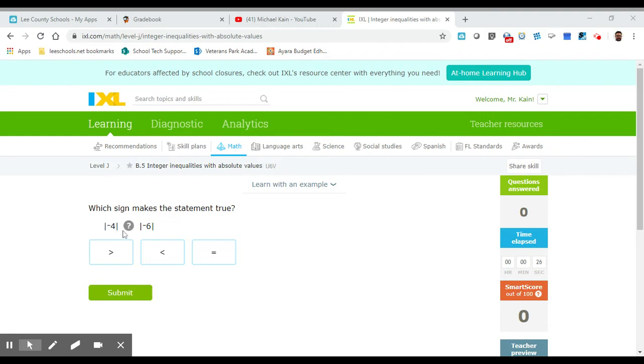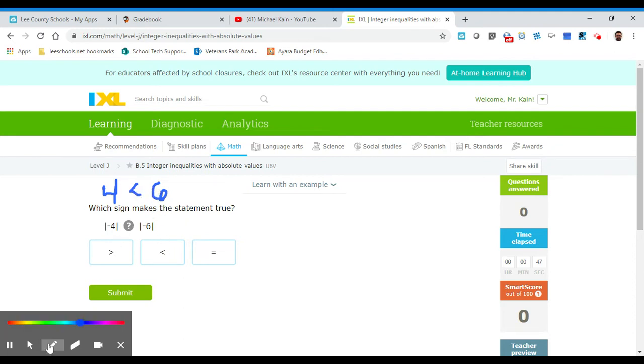So you kind of want to think of these. Remember, absolute value is always positive because absolute value is distance. So the absolute value of -4 is 4. The absolute value of -6 is 6. The mouth is going to eat the larger number. So we're going to pick this one right here.